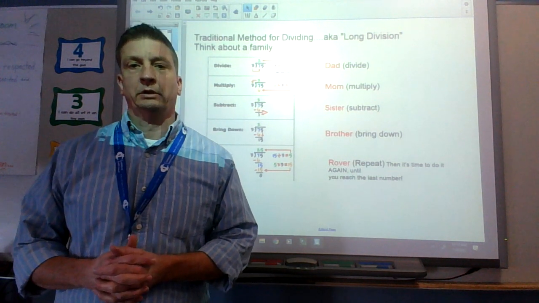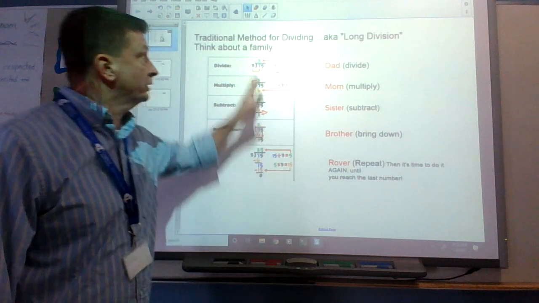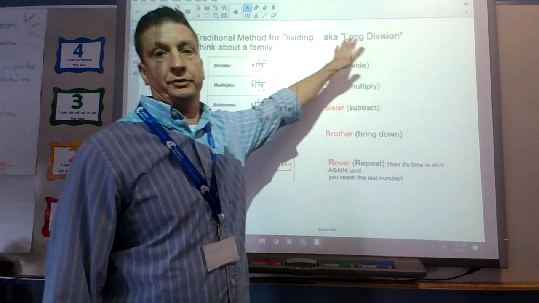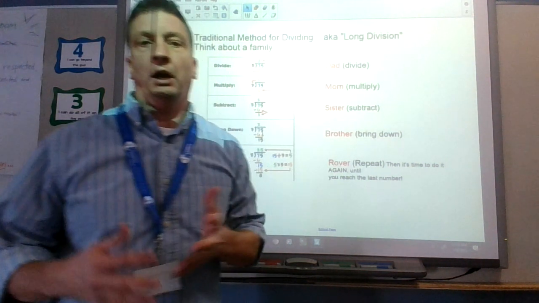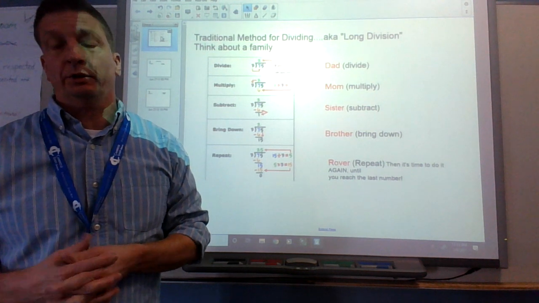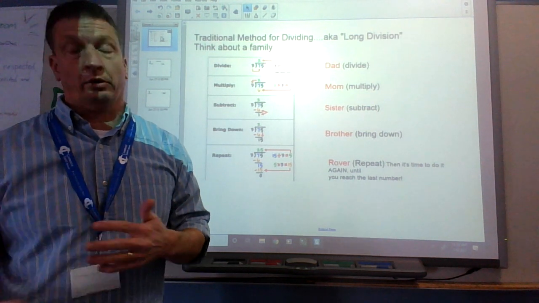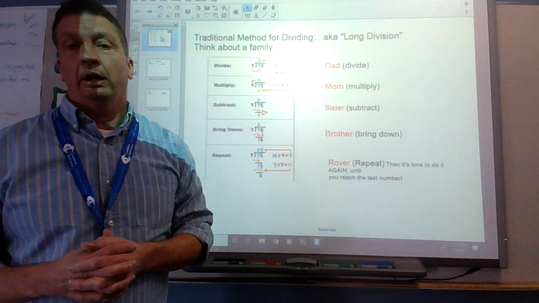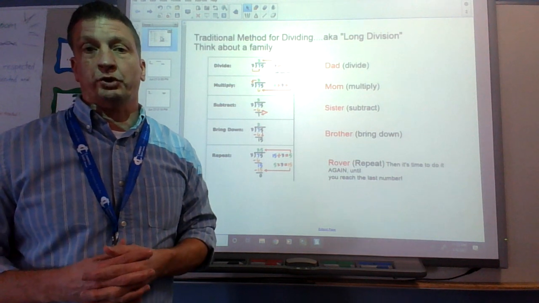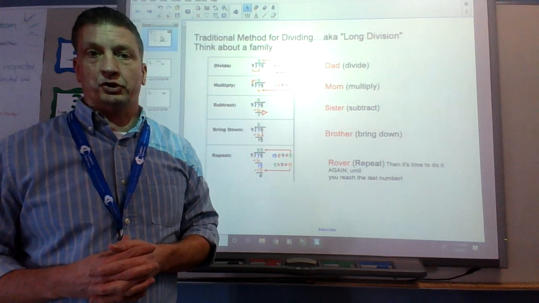What we're going to be looking at today is the traditional method for dividing, also known as long division. This is the method that your parents will be more familiar with, or your grandparents if they're helping you out. Yesterday we looked at the partial quotient method. Today we're going to look at the traditional method.